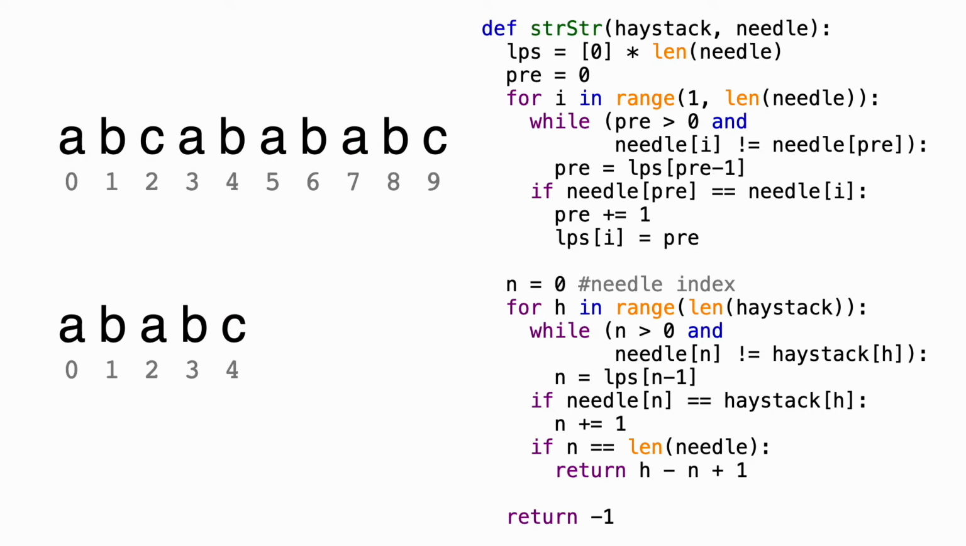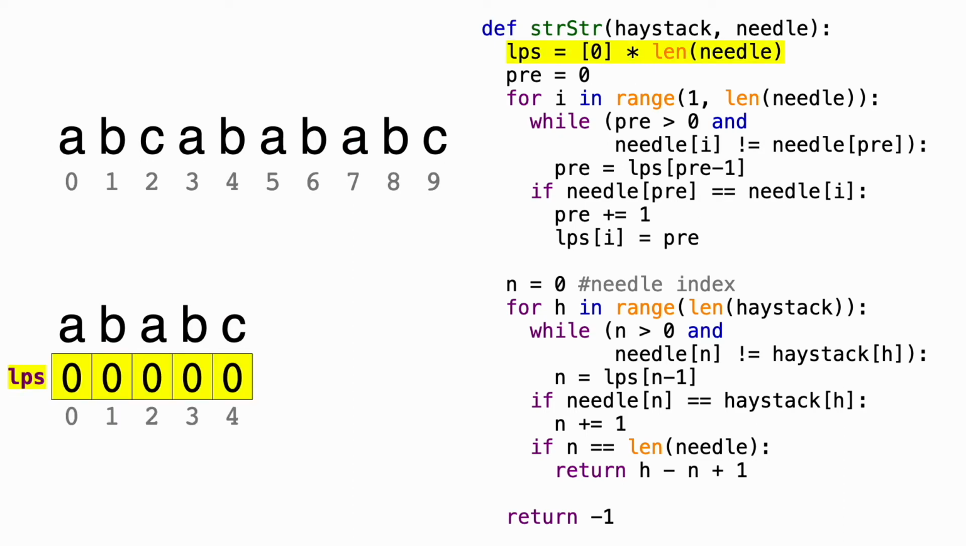The first thing we need to do is create the LPS array, and we'll initialize it to 0 for each character in the needle. Since the LPS is the same length as the needle, these indices here are going to represent the indices for both the needle and the LPS array. We'll then create a variable called pre, which is going to be used to figure out the LPS of each prefix in the needle. So like we did in the example earlier, we'll enter a loop and start the i variable at the second character.